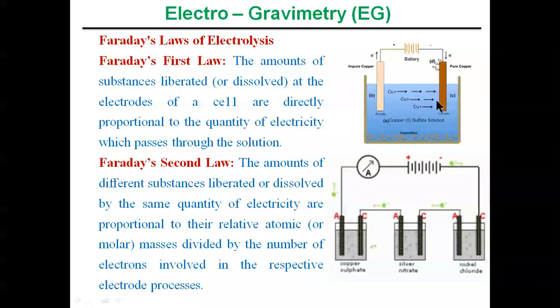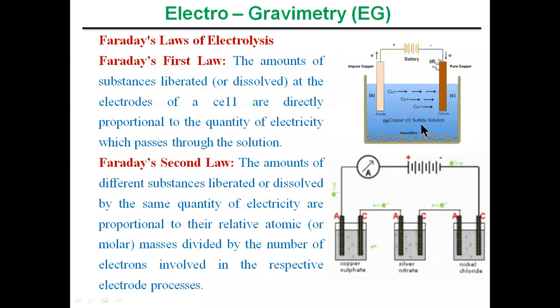The same amount is deposited, which is directly proportional to the quantity of electricity passed through the solution. That is what Faraday's first law states. So in the second law, you just do whatever we are doing in the one cell, but you do it with a series of cells.